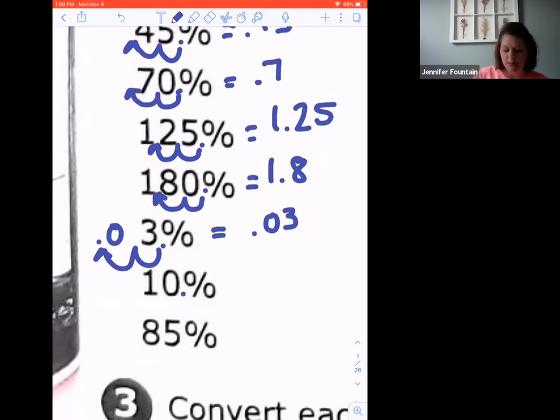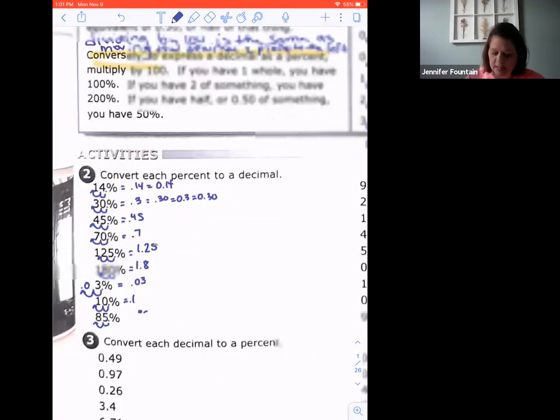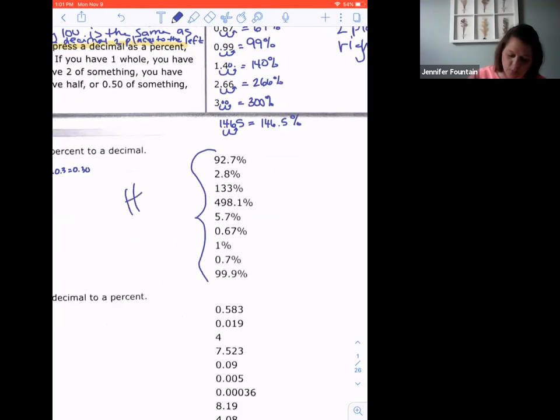And then 10%, my decimal is after 0, 2 places to the left, 0.1 or 0.10. 85%, move my decimal 2 places to the left, and I have 0.85. Any questions on those? All righty, so we will have this right-hand column for homework, and today is 11/9.